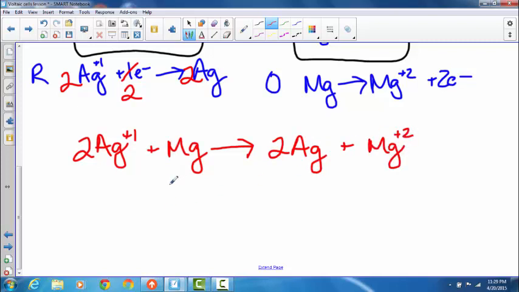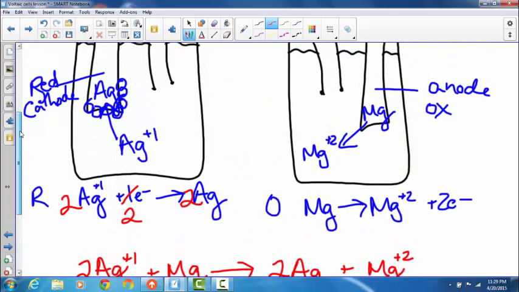And if I check my work, 2 silver atoms, 1 magnesium, 1 magnesium. A charge of 2 times a positive 1 gives me a positive 2 charge, and that's equal to over here 1 atom at a positive 2 charge. So I know everything is balanced. I go up and I check my work.